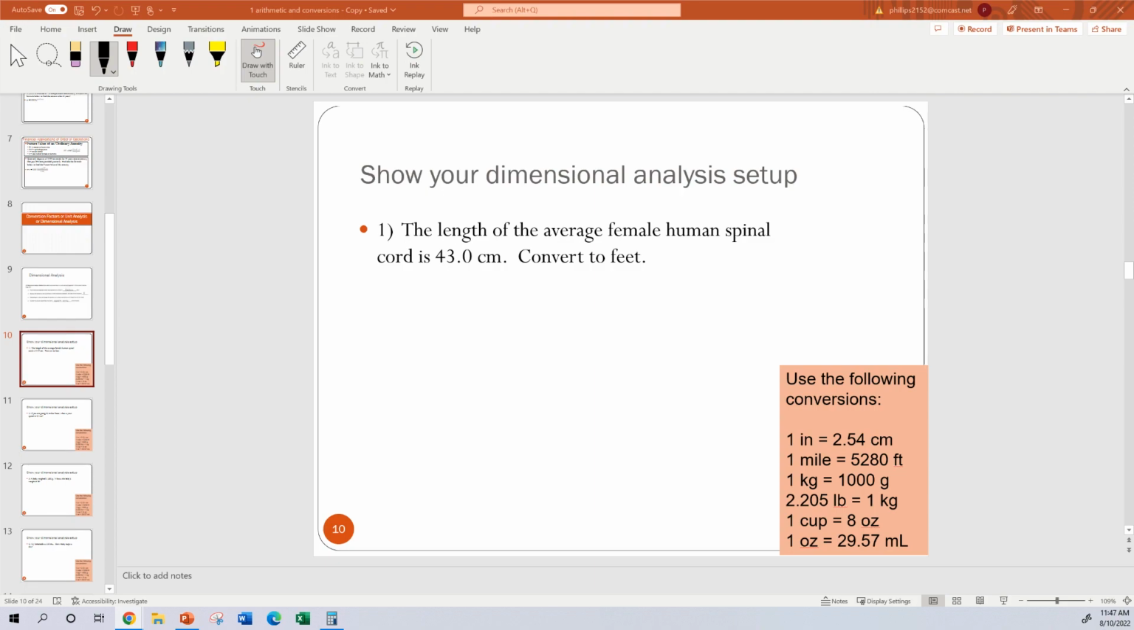Again, I apologize here. For whatever reason, I'm not able to annotate when I'm in slideshow mode today. So we're doing a video from the normal PowerPoint view instead of slideshow view.